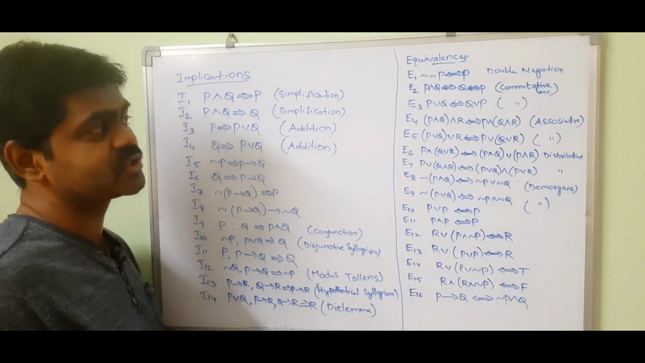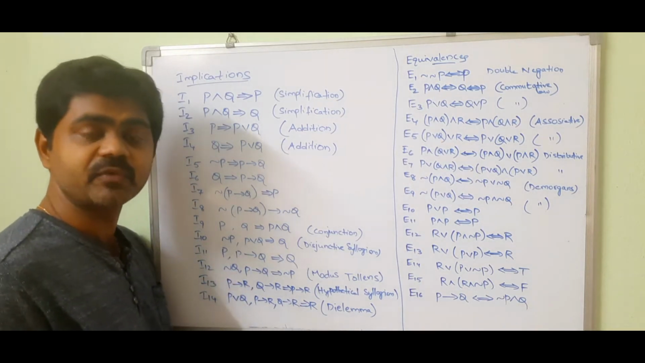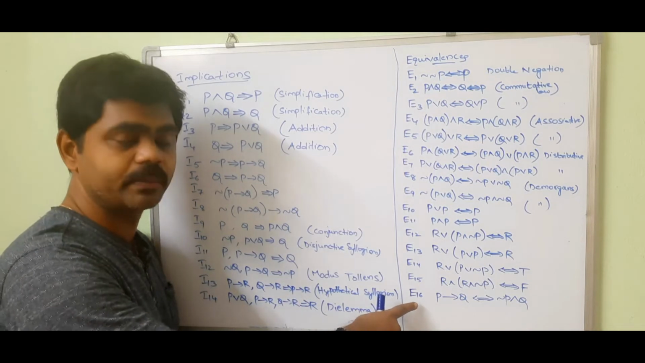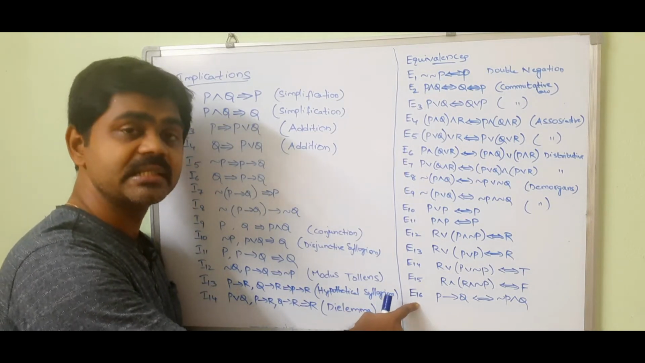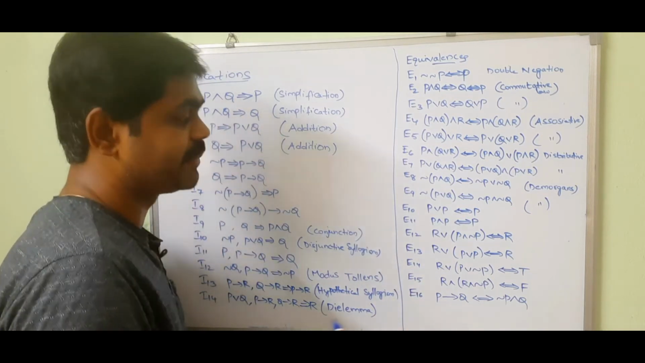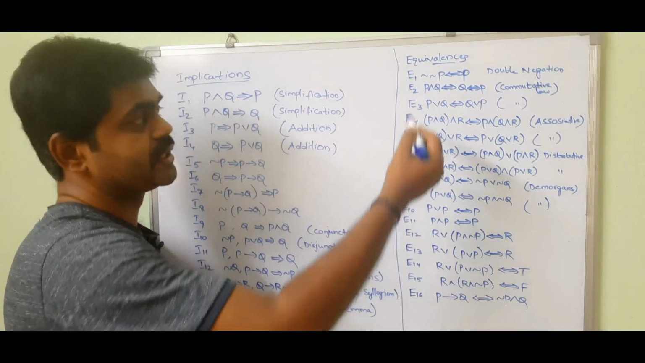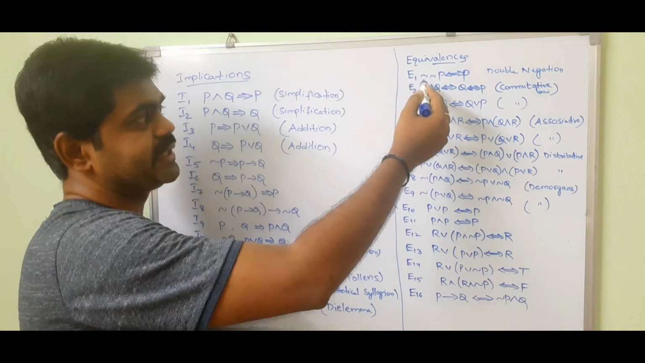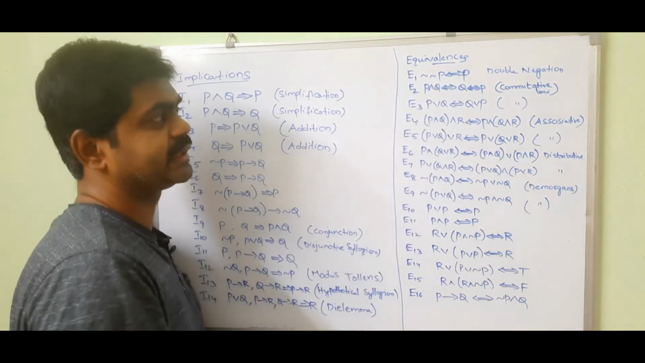And coming to equivalence rules, there are a total of 22 equivalence rules. So there is no place for me. I wrote 16 rules. Once I complete these 16, I will write the remaining 6 rules. So E1: negation of P double implies P.